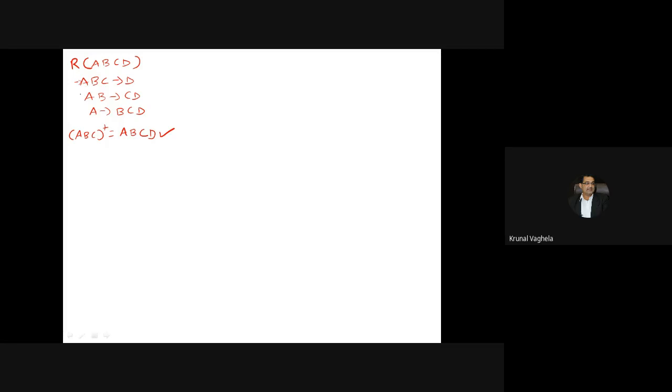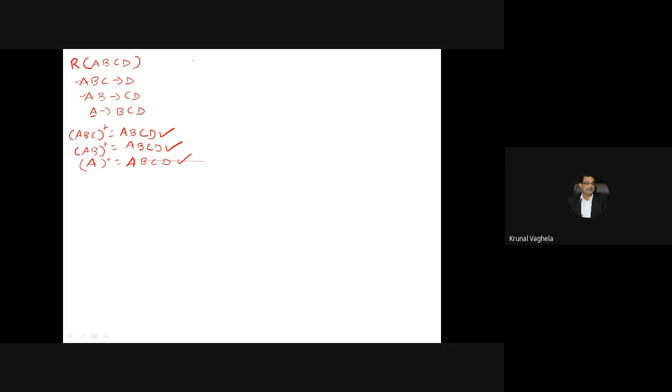Can AB be my key? So let me find AB's closure. From AB, I can find A and B both. And if I have AB, I can find CD. So yes, AB is also my key. Can A be my key? If I have A, I can find B, C, and D. So all three are my key.